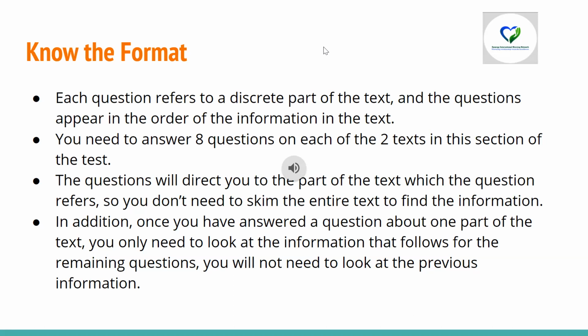In addition, once you have answered a question about one part of the test, you only need to look at the information that follows for the remaining questions. You will not need to look at the previous information. So, in essence, the questions come in a discrete section and consecutively like that. You answer the 8 questions and then you move to the next one. There's no need to skim the entire text to find the information.